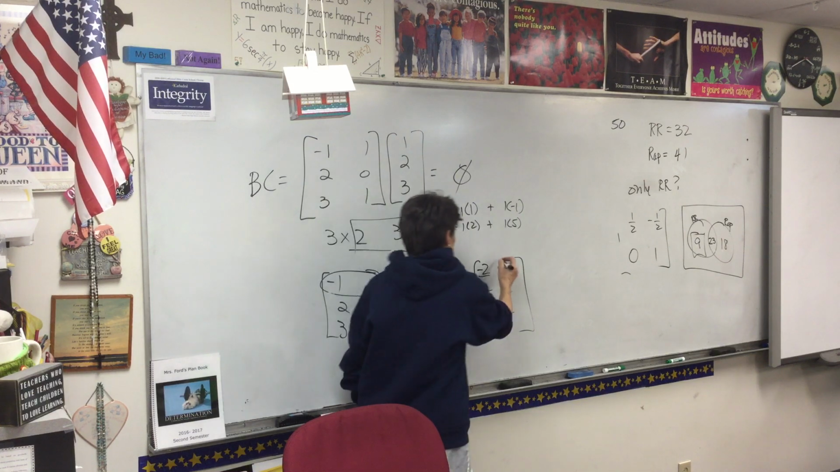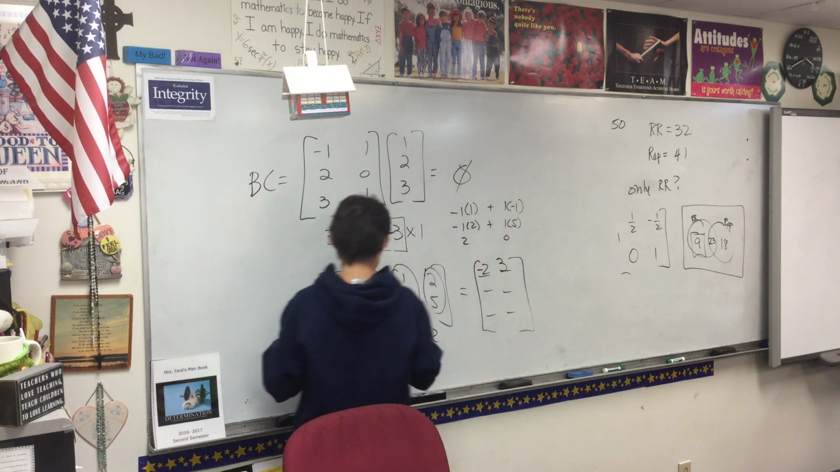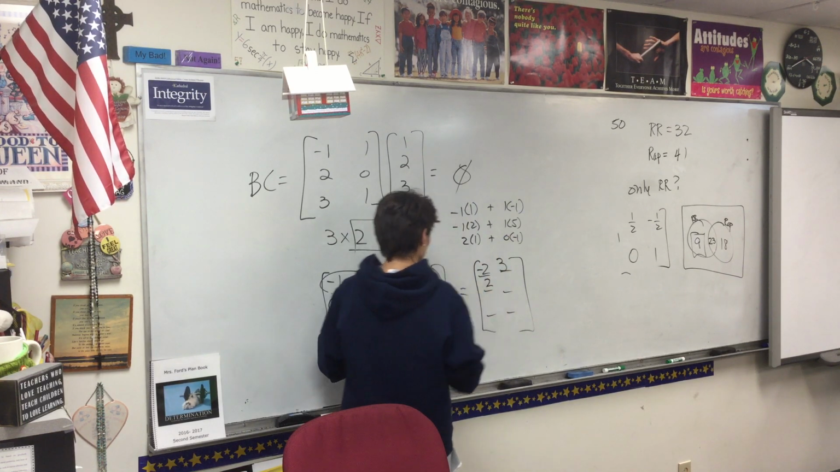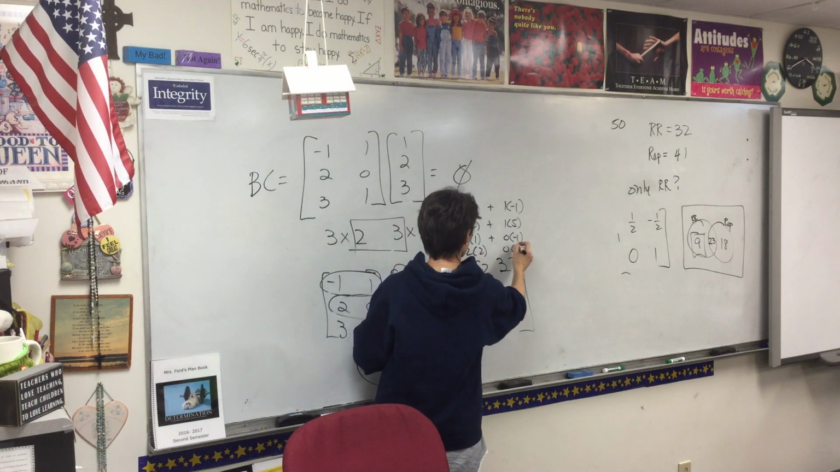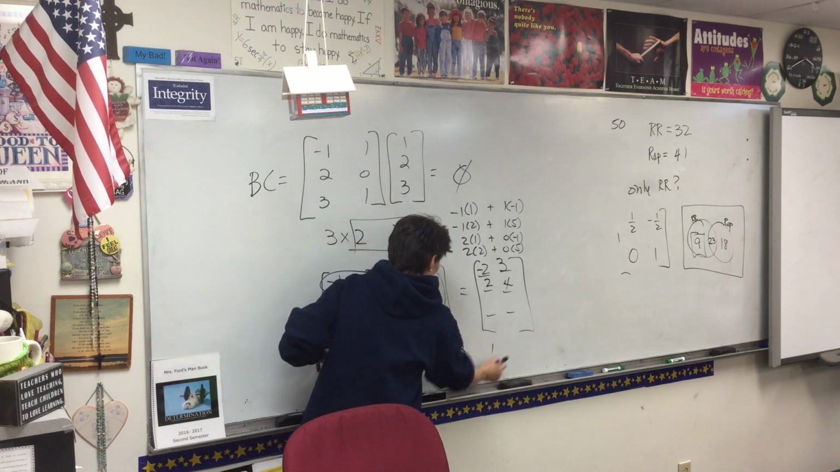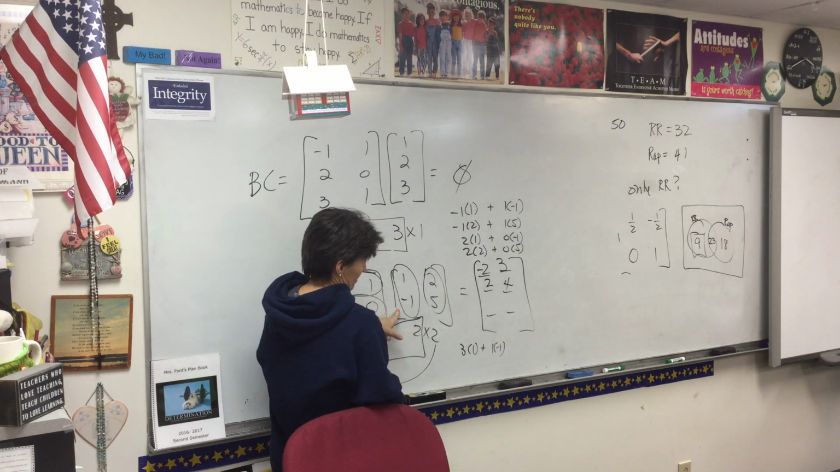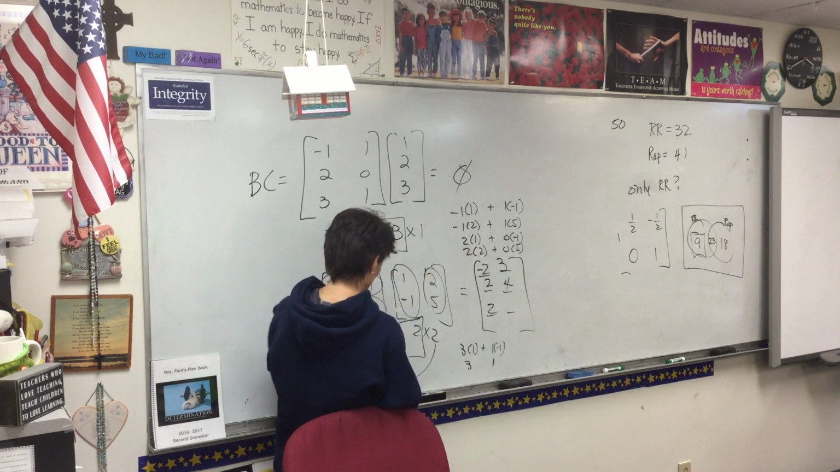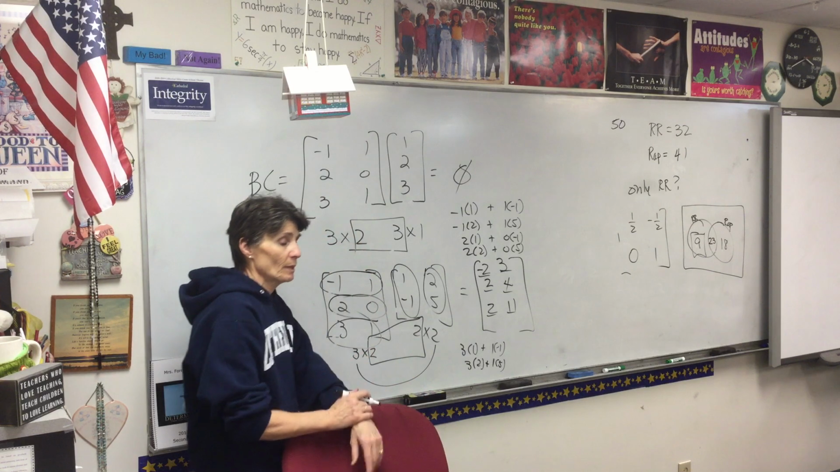3. Perfect. Now I'm going to my second row, and I'm going to do exactly the same thing. So 2 and 0 times 1 and -1. So that's 2. And then 2 and 0 times 2 and 5. That's 4. Now my third row. 3 and 1 times 1 and -1. What is that? 2. And 3 and 1 times 2 and 5. And there we have multiplied.